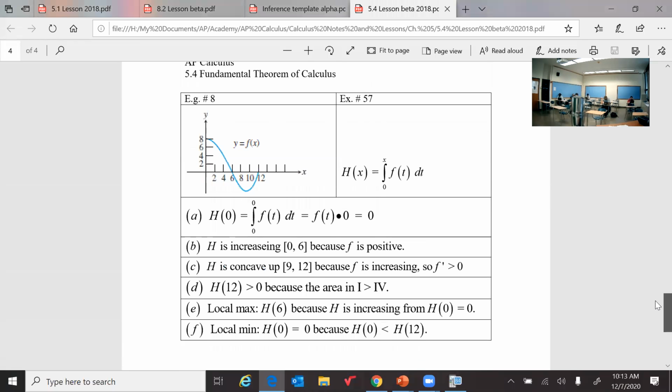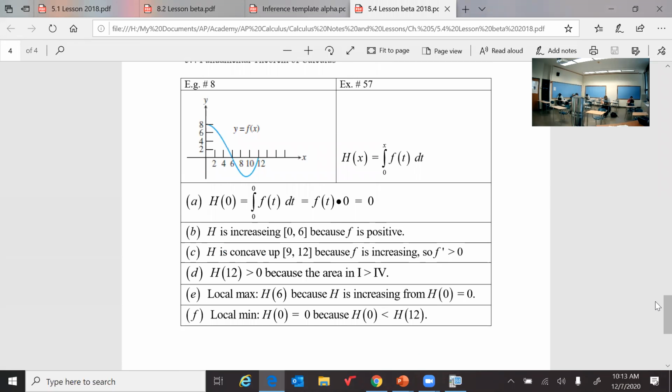58. What do you get? This is a picture of F. H is the parent graph. So you want H of 0. Well, it's the same thing as in the example, because the initial value is 0. So you get 0, 0.